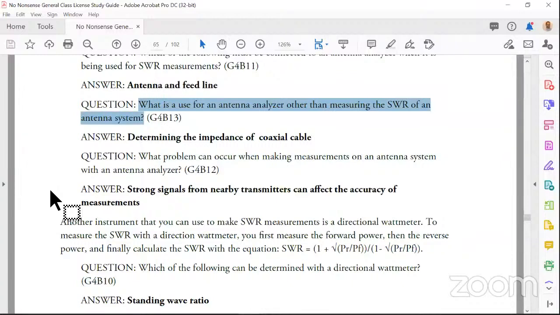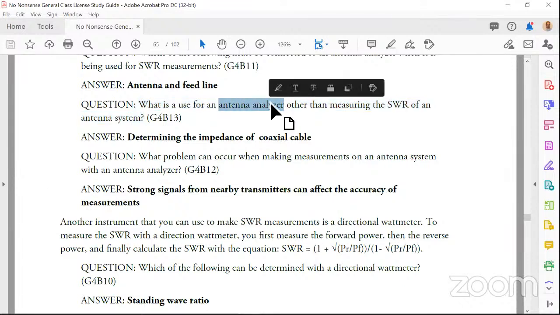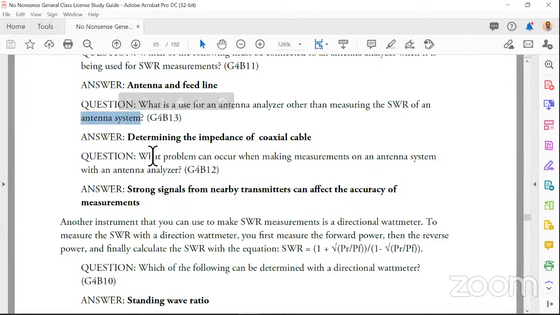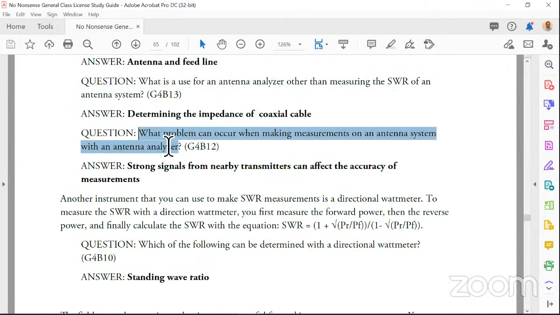What is a use for an antenna analyzer other than measuring the SWR of an antenna system? Let's dissect this question. They're asking us about an antenna analyzer. We just had a question on an antenna analyzer, but they're asking us, other than measuring SWR, what other use can you use it for? So we found out during our theory session last time, we can also use the antenna analyzer to determine the impedance of the coaxial cable or the feed line. So that's what the antenna analyzer could also be used to determine. Impedance of coaxial cable. Next question.